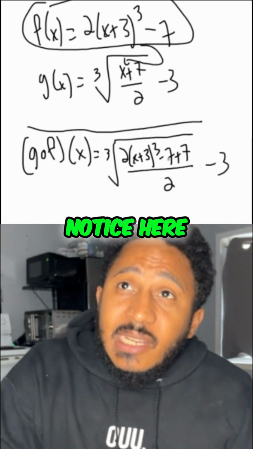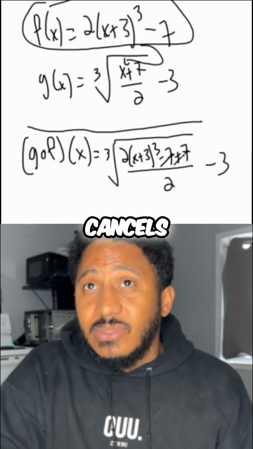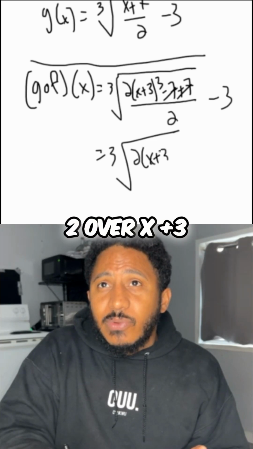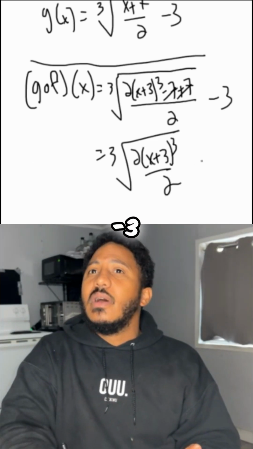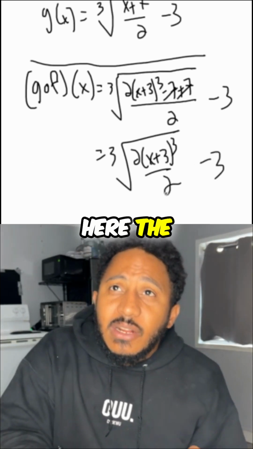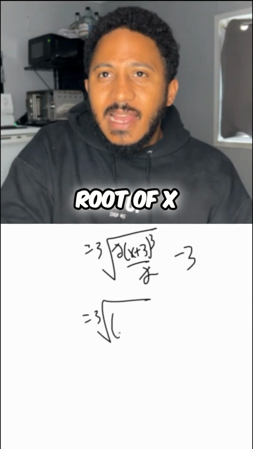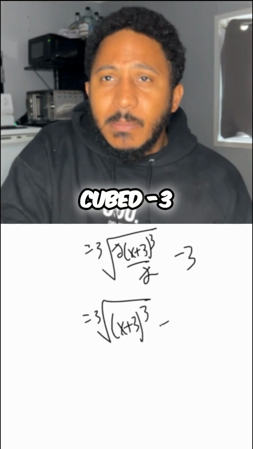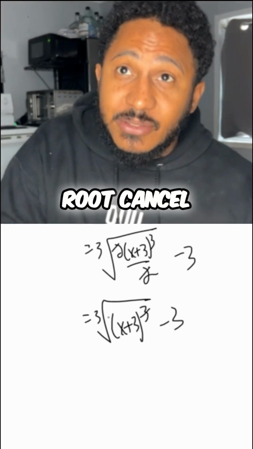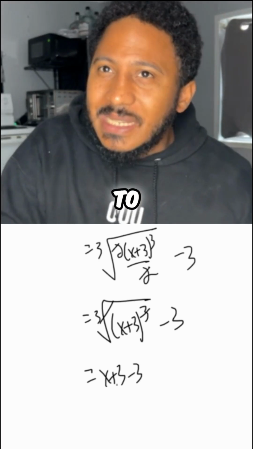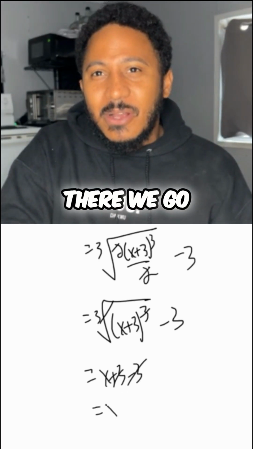Okay. Well, notice here the minus 7 plus 7 cancels. So we get, okay, the cube root of 2 times (x plus 3) cubed over 2, minus 3. Okay, got it. Well, here the 2's cancel. Nice. So that's the cube root of (x plus 3) cubed, minus 3. Well, the cube and cube root cancel. Okay. And so we get x plus 3 minus 3. What does it amount to? That's just x. Okay, there we go. So that one checks as well.